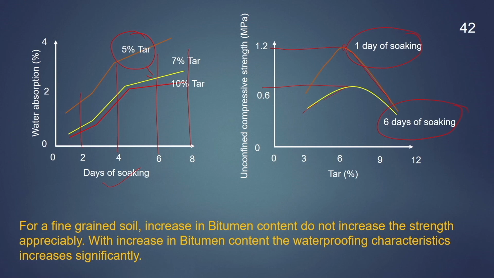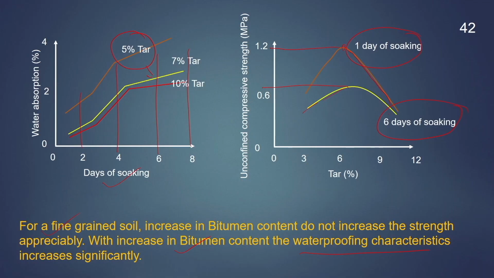For a fine grained soil, an increase in the bitumen content does not increase the strength of the soil, but the addition of bitumen will give some waterproofing characteristics to the soil. Therefore, the fine grained soil will absorb less moisture when treated with bitumen.